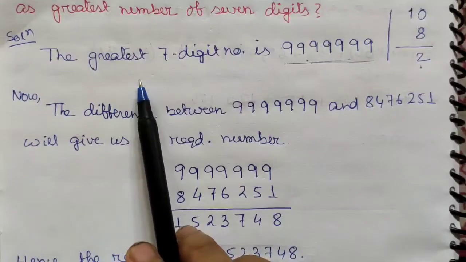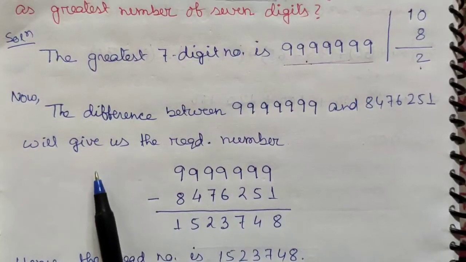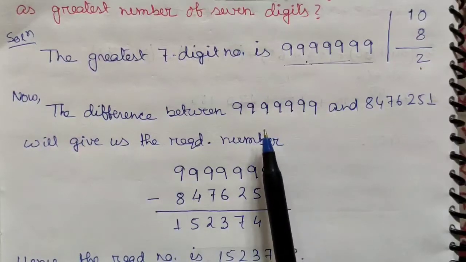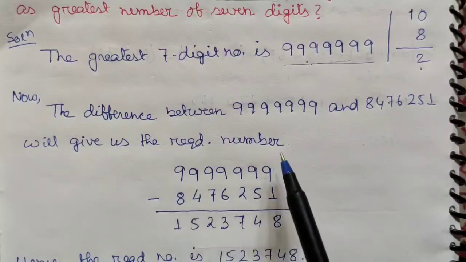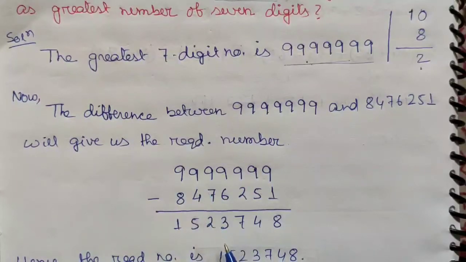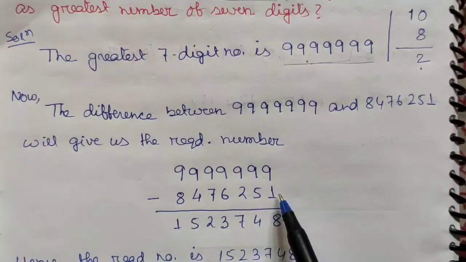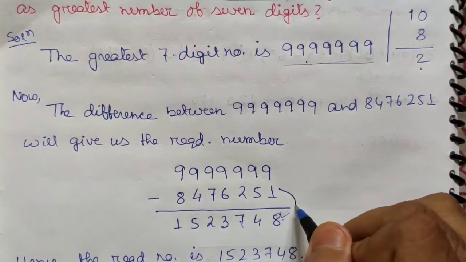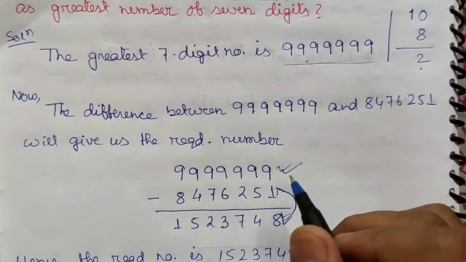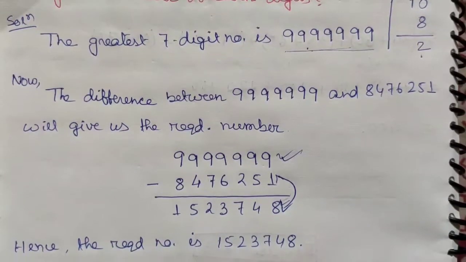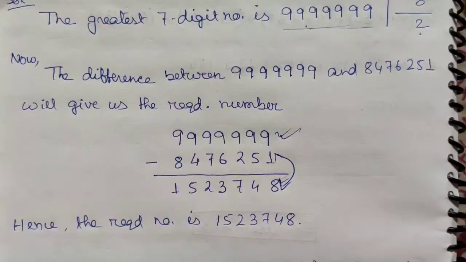First of all, we have to know the greatest 7-digit number, this one. So now the difference between 99,99,999 and 8476251 will give us the required number. So we have to find out the difference. Now if we check as earlier, that means if we add the result and the number which got subtracted, these two, we'll get this one, right? So hence the required number is 152378.